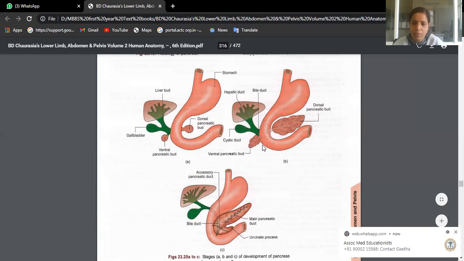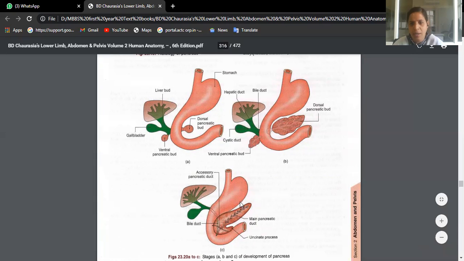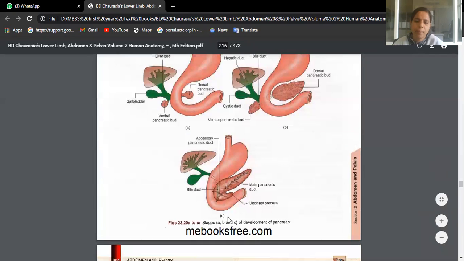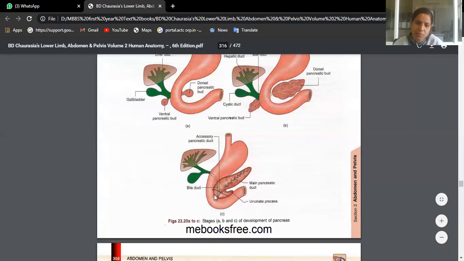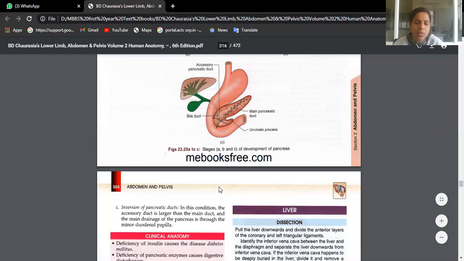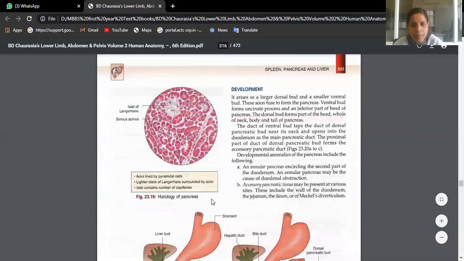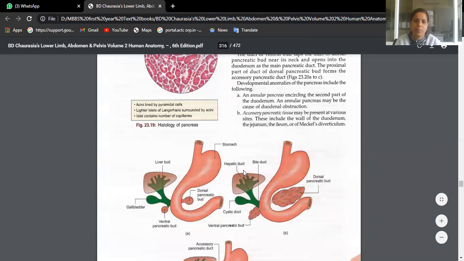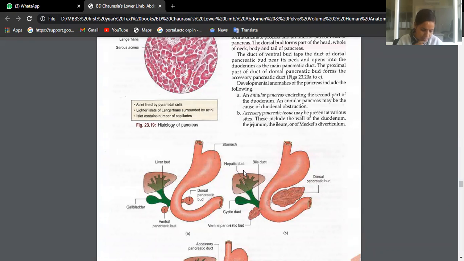They keep growing, and they turn and come to lie one over the other, leading to the formation of the complete pancreas, which forms head, neck, uncinate process, body, and tail. So that happens, the rotation you will see. Development: larger dorsal bud and smaller ventral bud. These fuse to form the pancreas. Just read once, you will easily understand pancreas development.